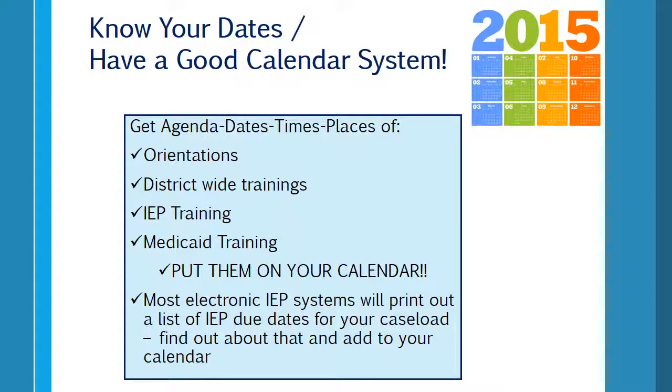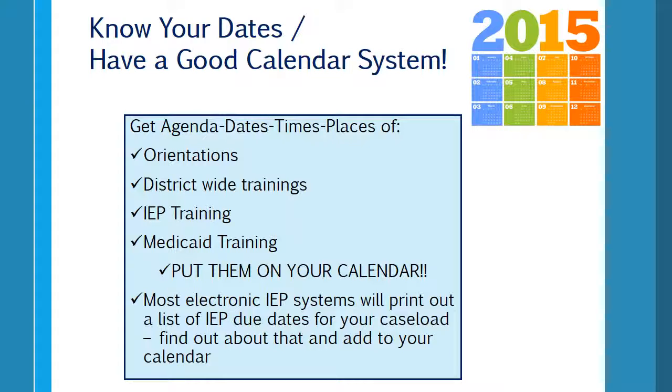And then you need to know the dates and have a good calendar system. Really, you shouldn't walk into work the first week of school without a calendar. And the first things you want to know are things like orientation meetings, district-wide trainings. I know in my old district, we often had a new SLP meeting where we could go over things that were important that we wanted our new folks to know. There's often a global new teacher orientation meeting offered by the district. There are often IEP training meetings, so you can get that training right away. Medicaid training, put them all on your calendar.